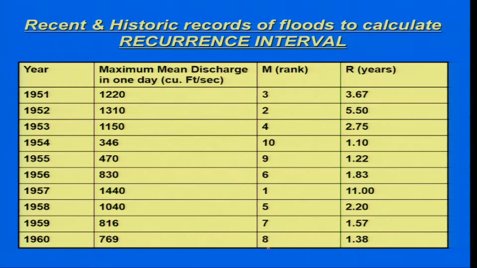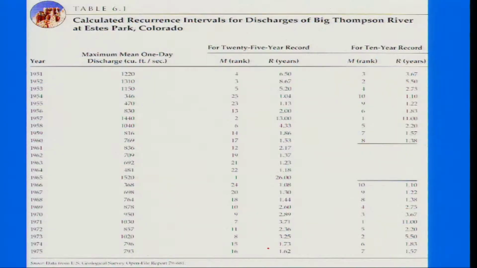Now, this is the data which is available from the Colorado and Thompson River. It is almost 25 years, if I am not wrong, and based on the discharges one can classify them. The maximum discharge was experienced in 1965, at 1520 cubic feet per second, and then you have the second, third and so on, ranked based on the discharge. And if you want to find the recurrence, we have shown it in the next slide.